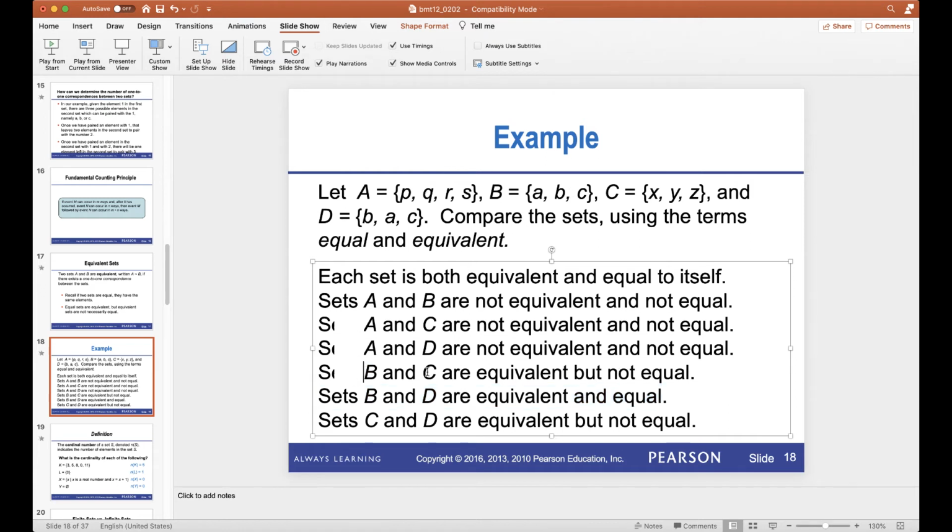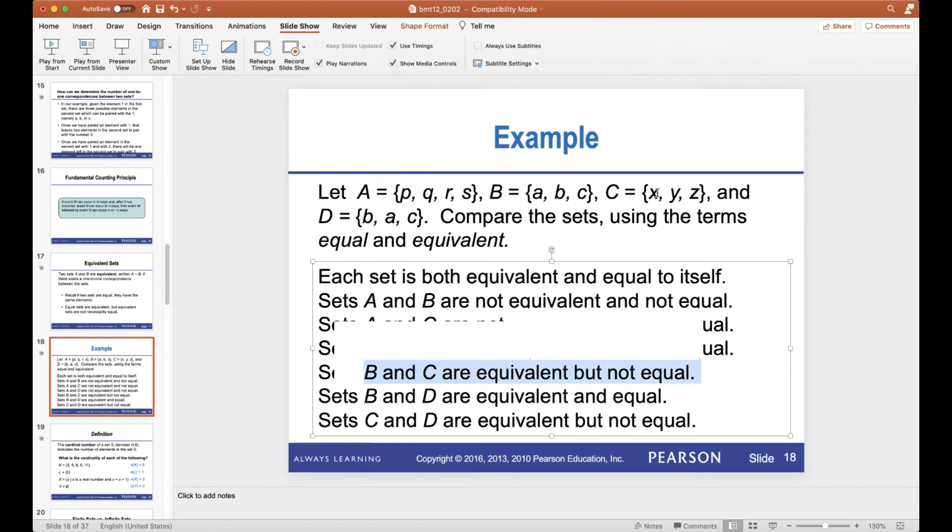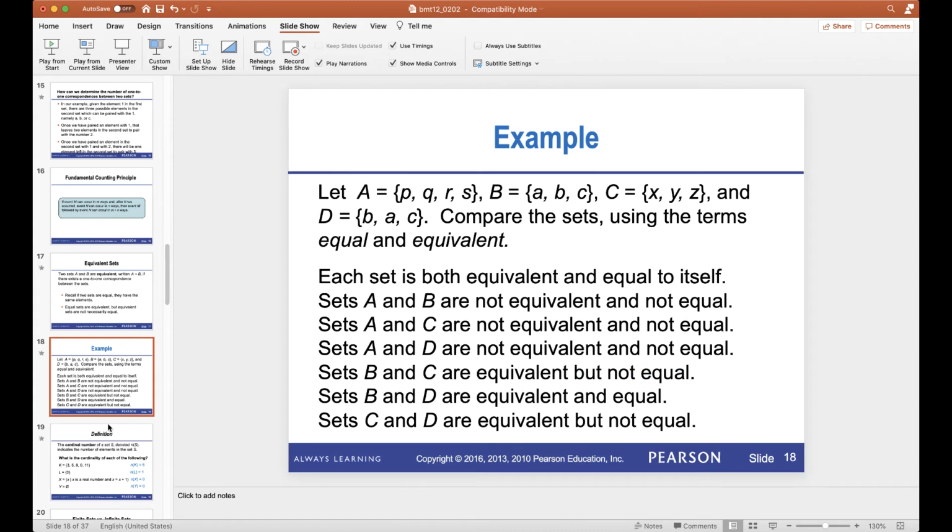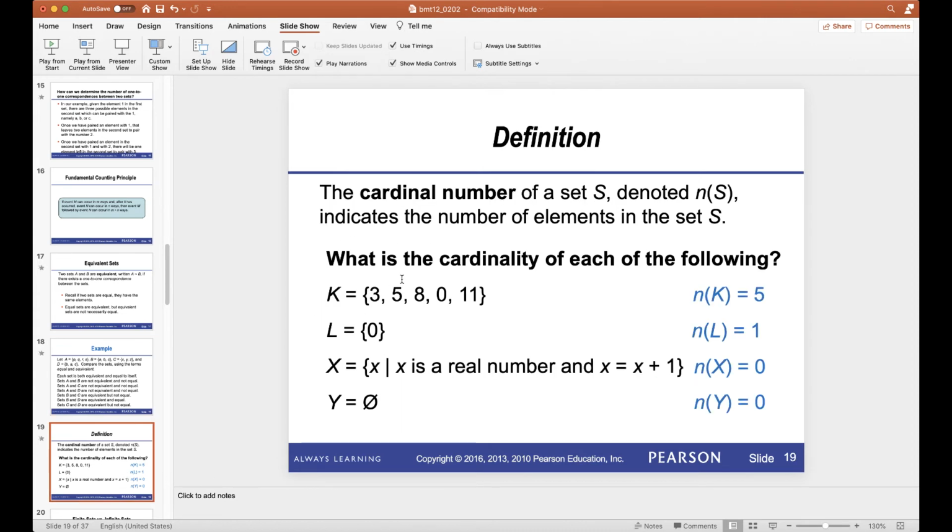B and C. They are equivalent. Sorry, they both have 3 elements, but they're not equal. They don't have the same elements. Okay, so you can read the rest and make the same determination.